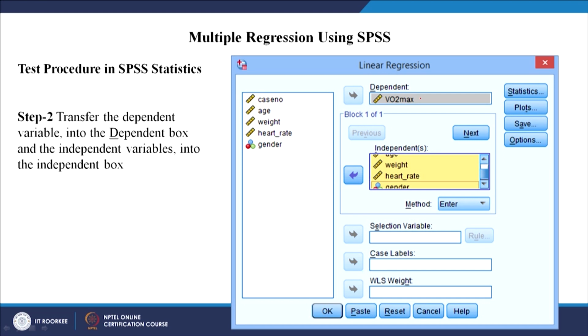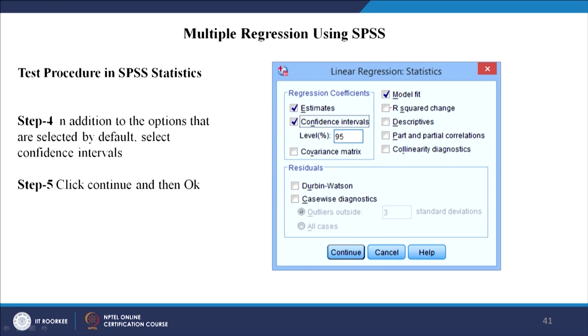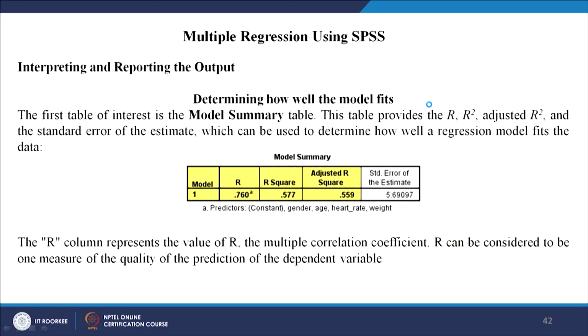You see the VO2 max was taken as the dependent variable and the other things were taken as independent variables. All the steps are explained to you in this case. So, what do I want? Estimates, model fit, R square change, you can also take this R square change. You can even check the collinearity diagnostics in case there is some multicollinearity problem. To check that you can take it, descriptives also you can use.